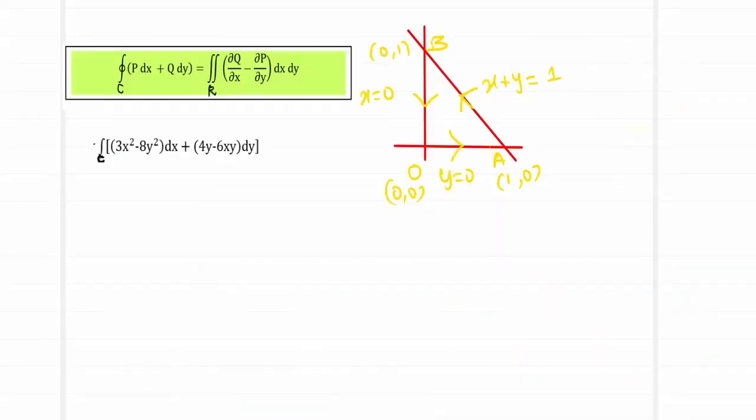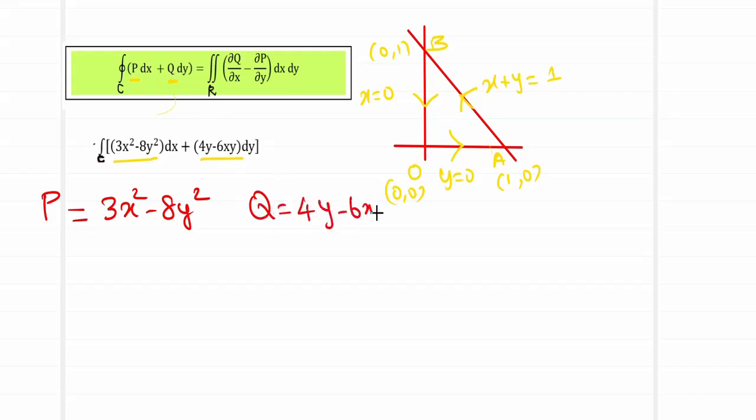Now identifying the question with the given Green's theorem statement, what do we notice? In place of P, we have 3x square minus 8y square. And what do we have in place of Q? We have 4y minus 6xy. So we write the value for P as 3x square minus 8y square, and the value for Q as 4y minus 6xy.